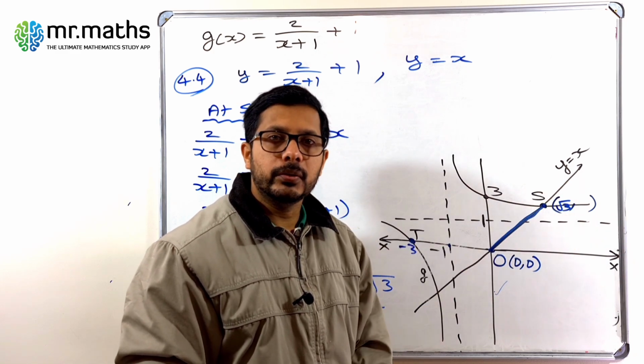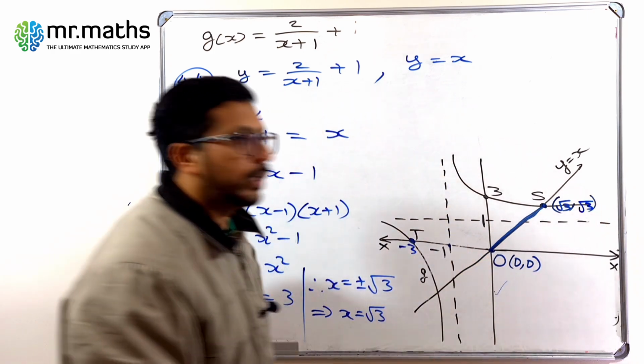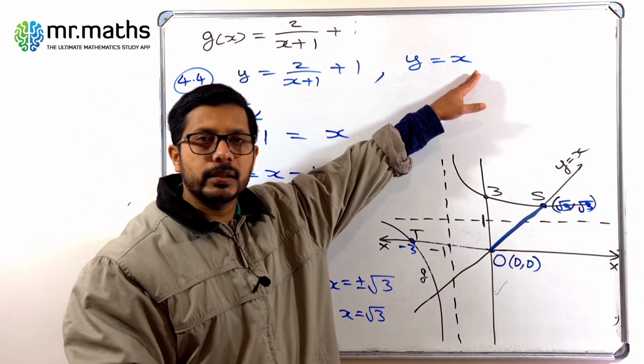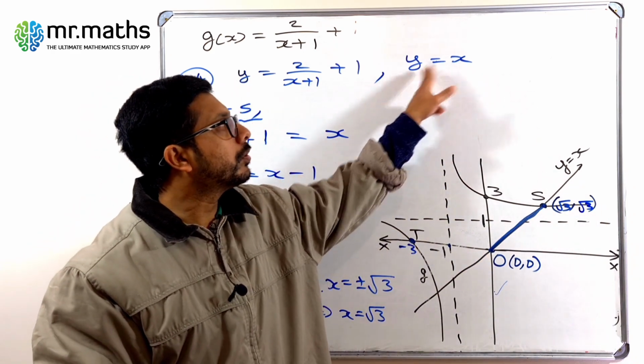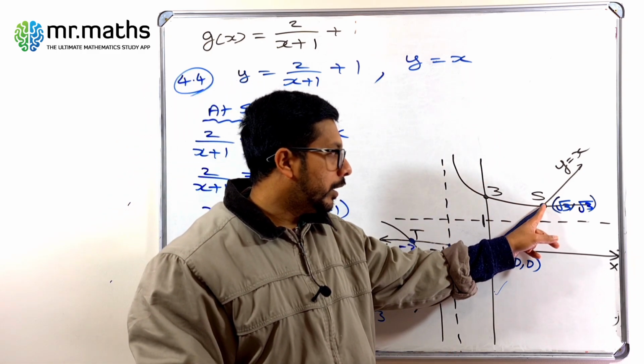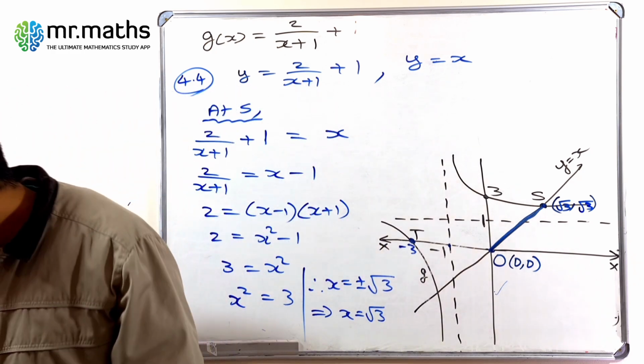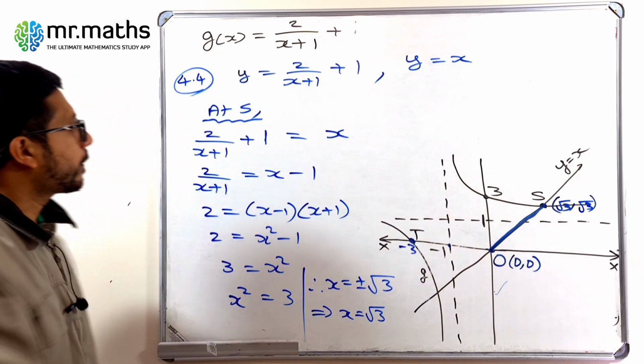So what is the y value? The y value is also going to be root 3. That is the meaning of y is equal to x. If x is root 3, then y is also root 3. Okay, so it means that that point S is root 3 comma root 3. Now how can you find the length of OS?